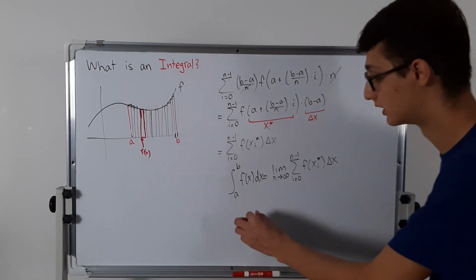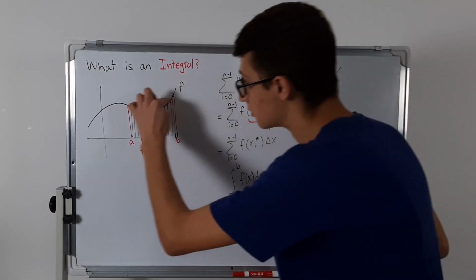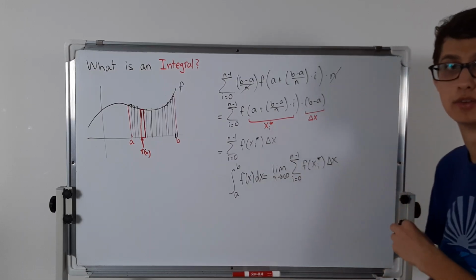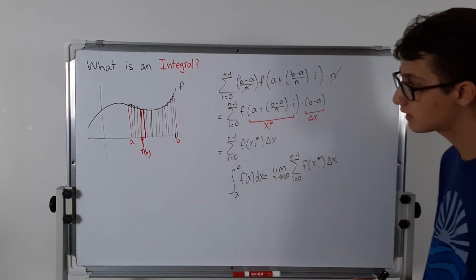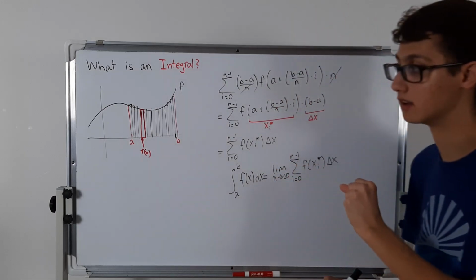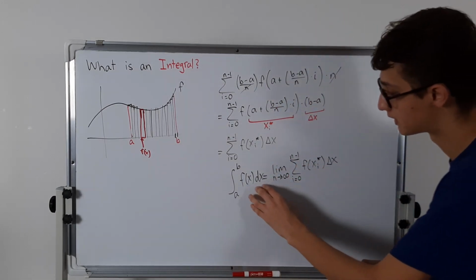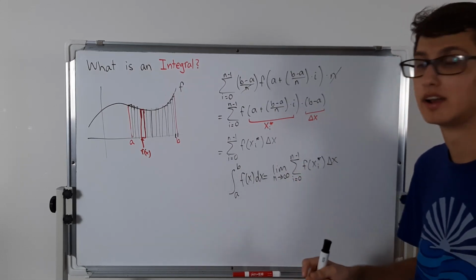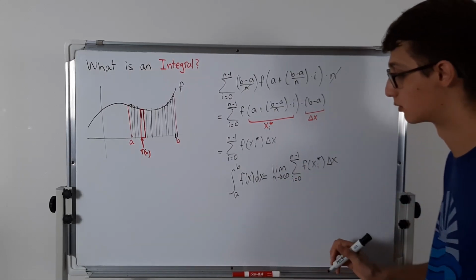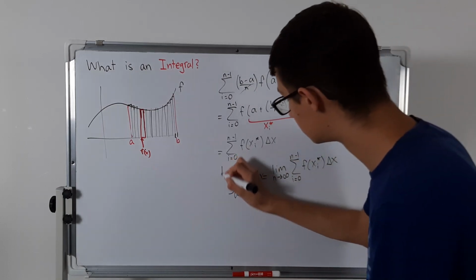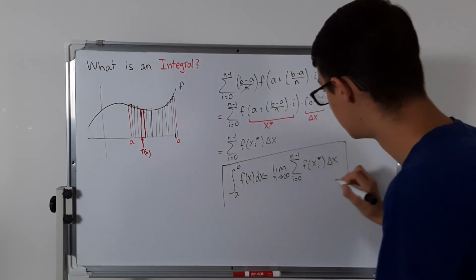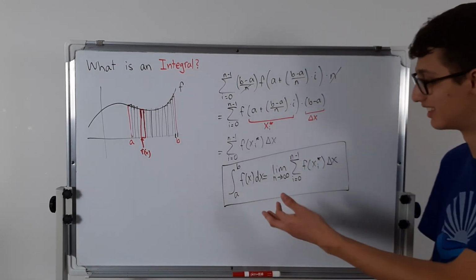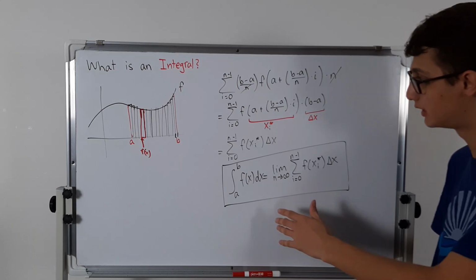Okay, so let me explain this. f of x is our function being integrated. The dx is pretty much a small version of delta x. So dx is just the width of each subinterval, and that's pretty much what it represents. It represents a little more in general, but this is all we need to know for now. And this is the definition of the integral. So yeah, this is where that comes from.